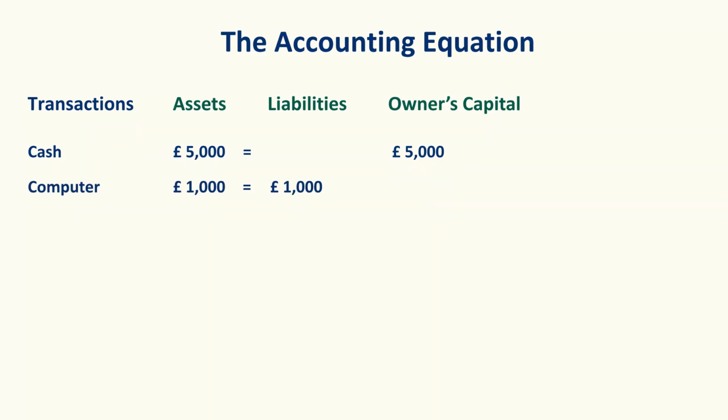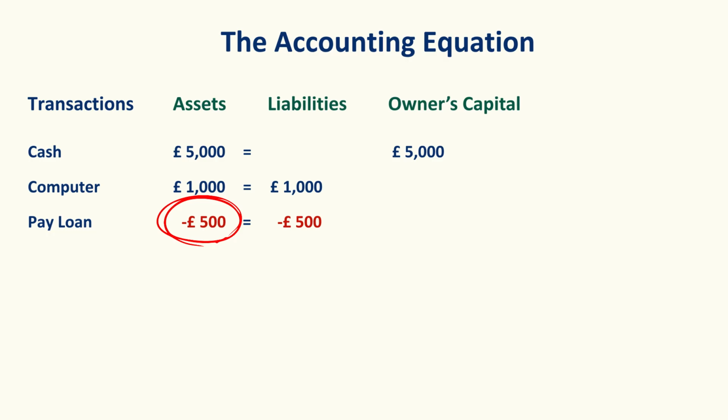Next, imagine the business buys a computer worth £1,000 but doesn't pay immediately. The business now owns a new asset, the computer, so assets go up by £1,000, but it also owes £1,000 to the supplier. So liabilities go up by the same amount. The equation still balances.